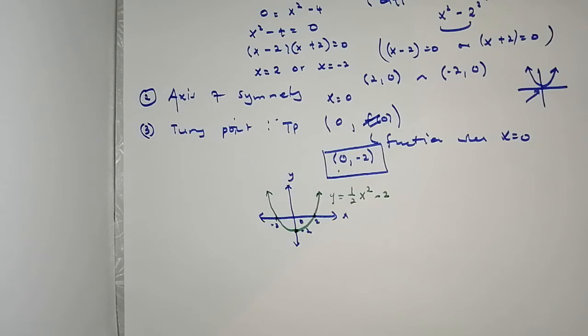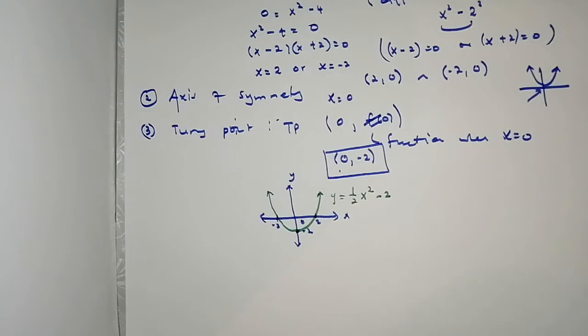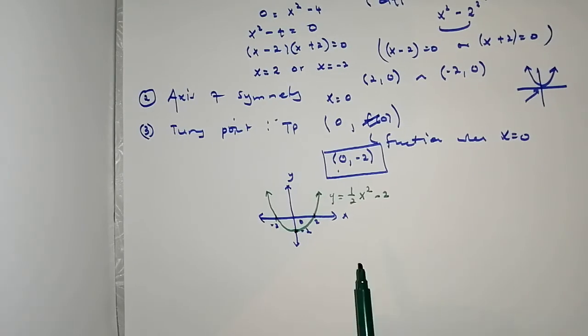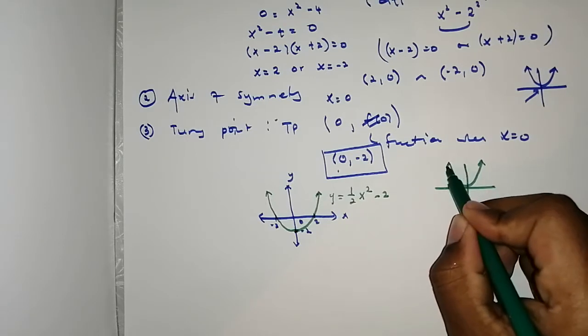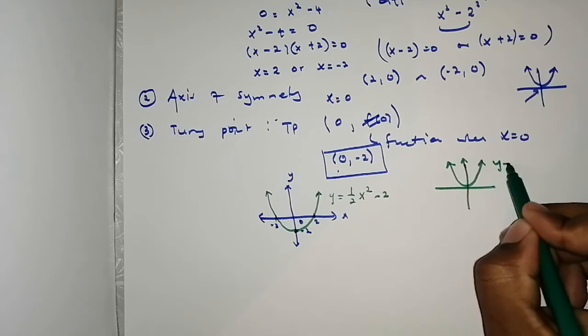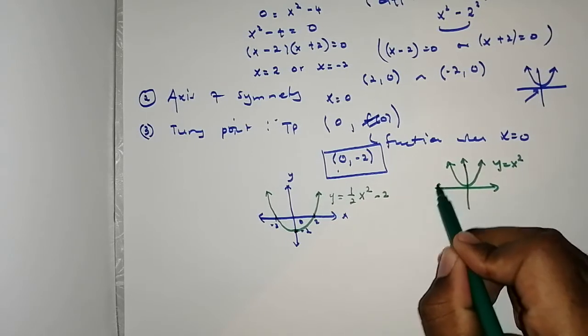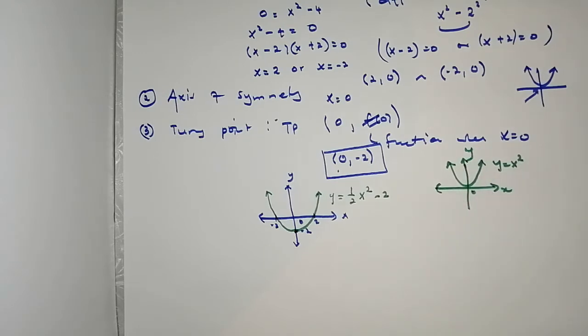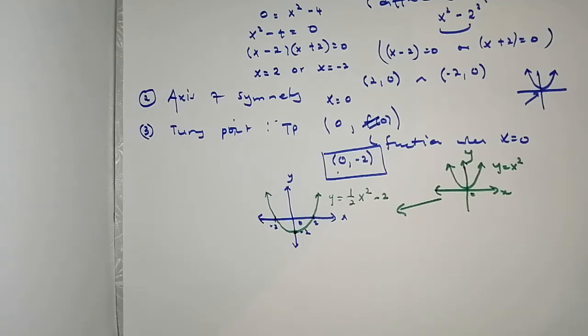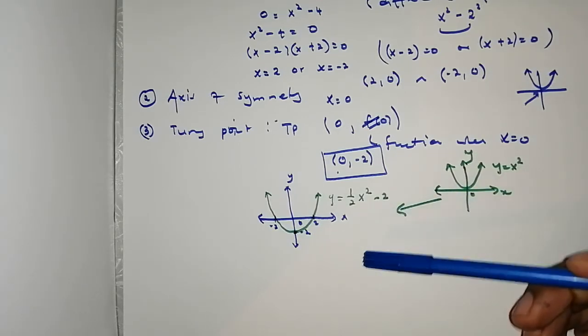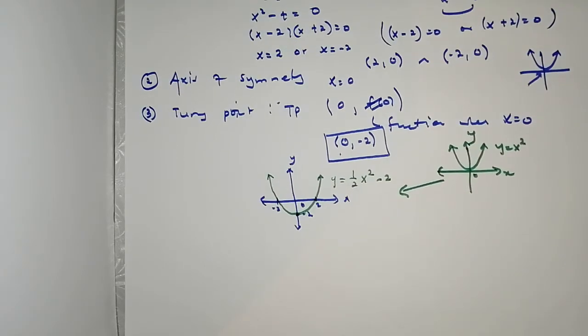All right, this is our function, but looking at it, what has happened to this function? From y is equal to x squared, from here to here, this graph is wider than this one. This one is narrower, this one is wider, and also it was shifted 2 units downwards, hence now the graph is here.